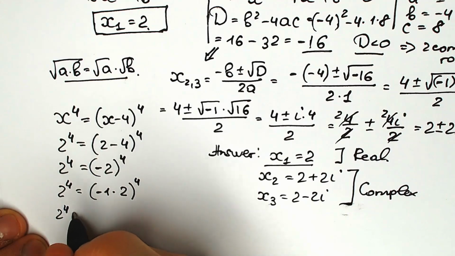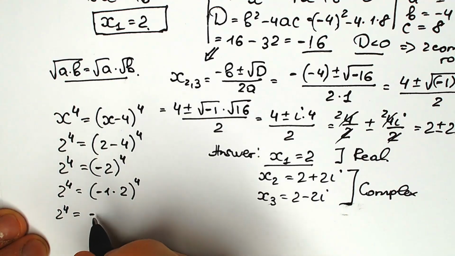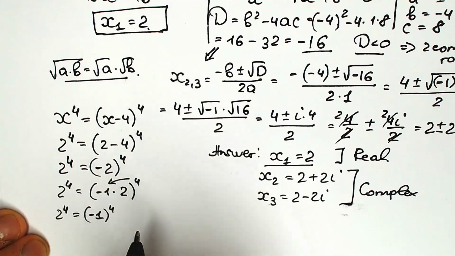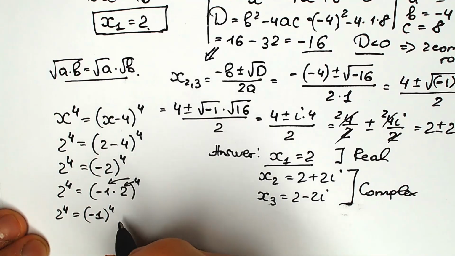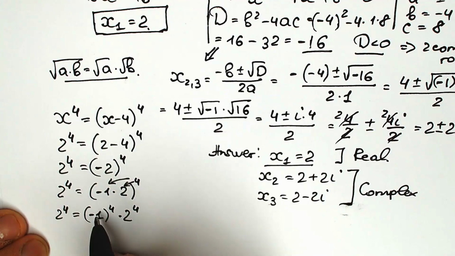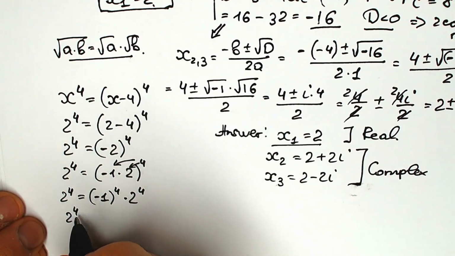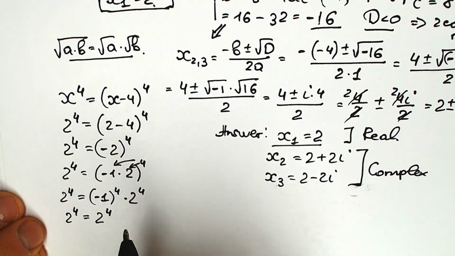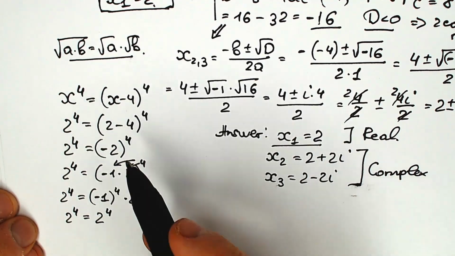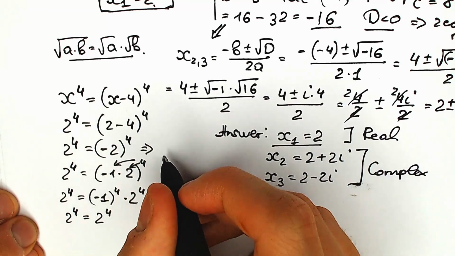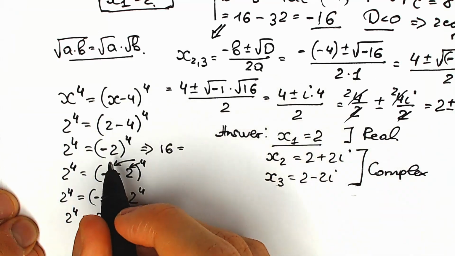I won't show you another way, but let's look at this one. So we have minus 1 to the fourth power and 2 to the fourth. So we have minus 1 to the fourth times 2 to the fourth. And minus 1 to the fourth, because we have an even power, is only 1. So as a result, we have 2 to the fourth equal to 2 to the fourth. This is a great proof when you have huge numbers. But at this point, you can easily write that 2 to the fourth equal to 16, I guess. So we have 16 equal to, of course, 16.